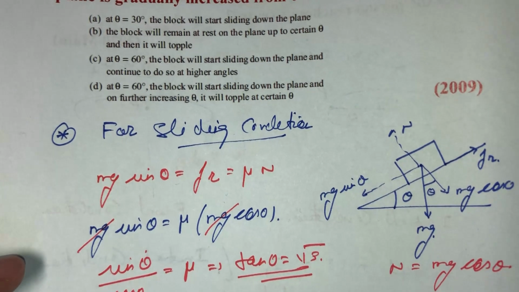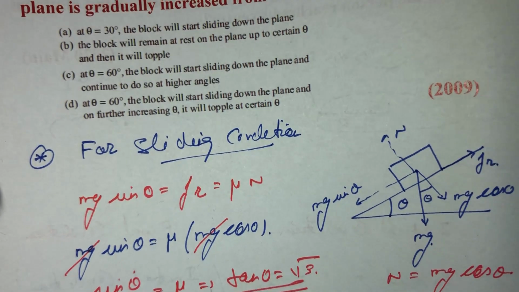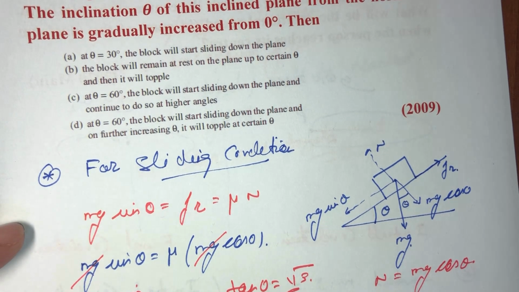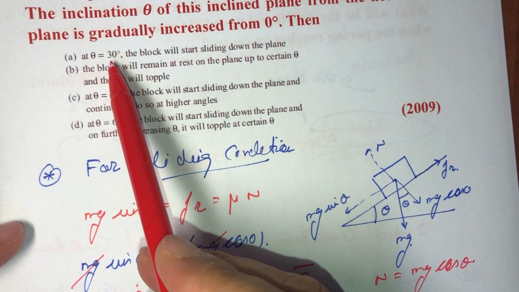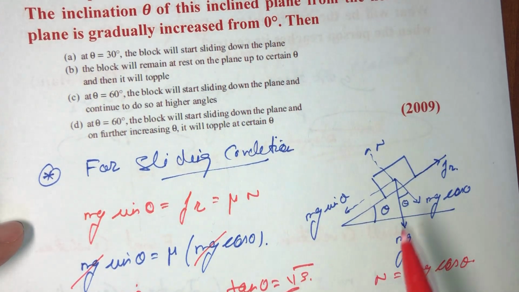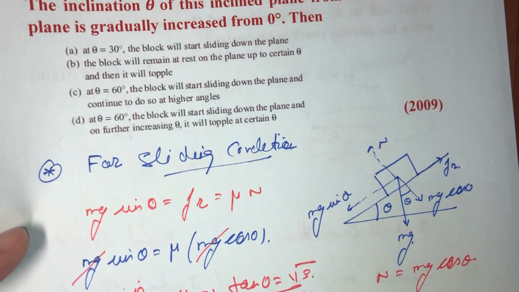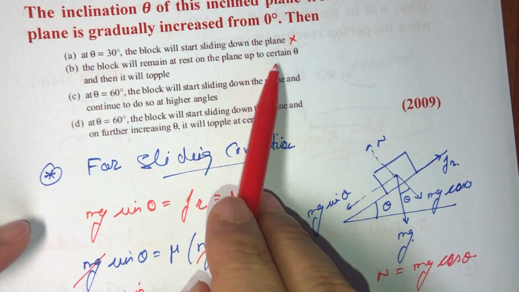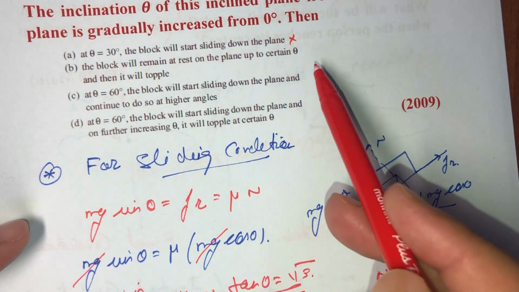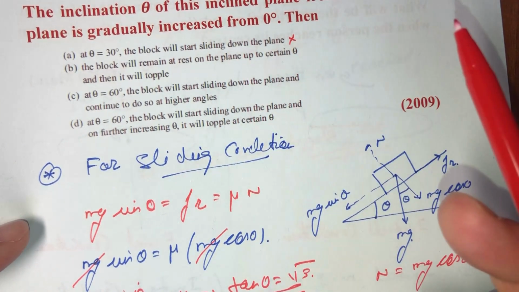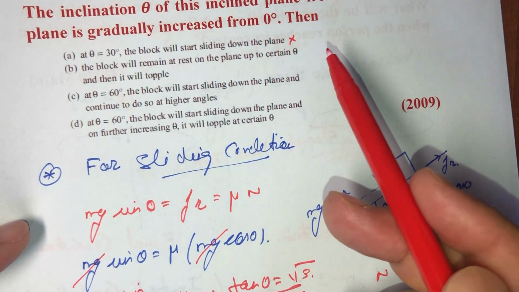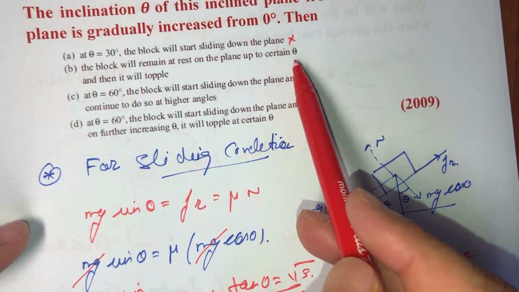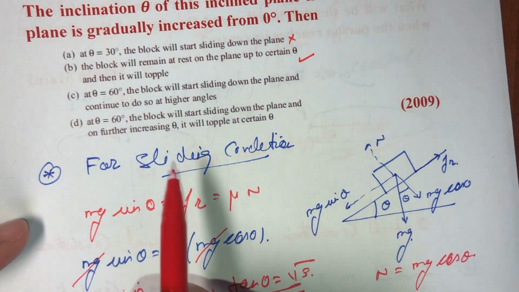So there are these 4 options, and it says that at theta is equal to 30 degree, the block will start sliding down the plane. So we know the angle of slide is 60 degree, so this is false. The block will remain at rest on the plane up to certain theta, and then it will topple. So this is true basically because this is a general statement and there is no such value of theta taken. It states that it remains at rest on the plane up to certain theta and then starts to topple. So this is correct statement.